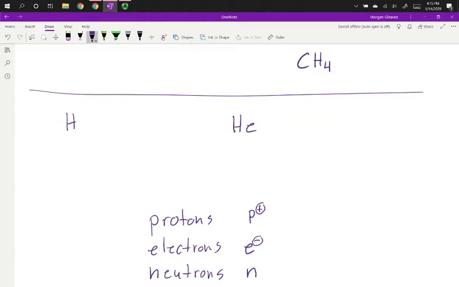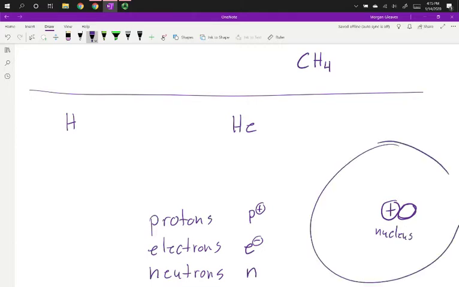Well, what happens is, at the very center of an atom, your protons, which I'll draw as a circle with a plus, they'll hang out with any neutrons, which we'll draw as just a circle with no charge. This is the nucleus. They are stuck together in the very center. Outside of them are the electrons. So the electrons aren't in the nucleus.